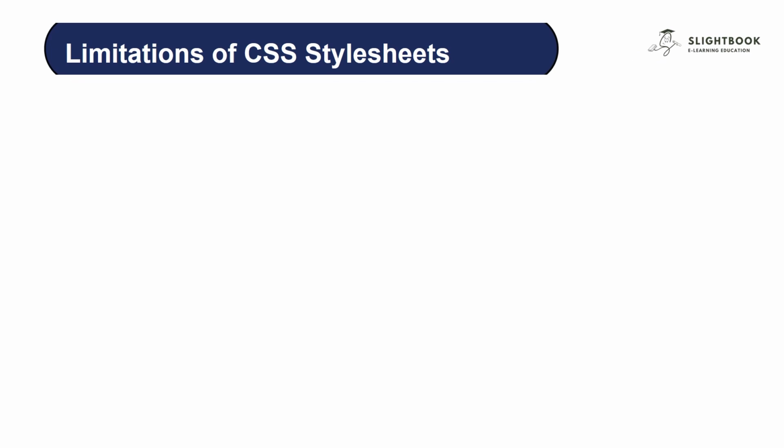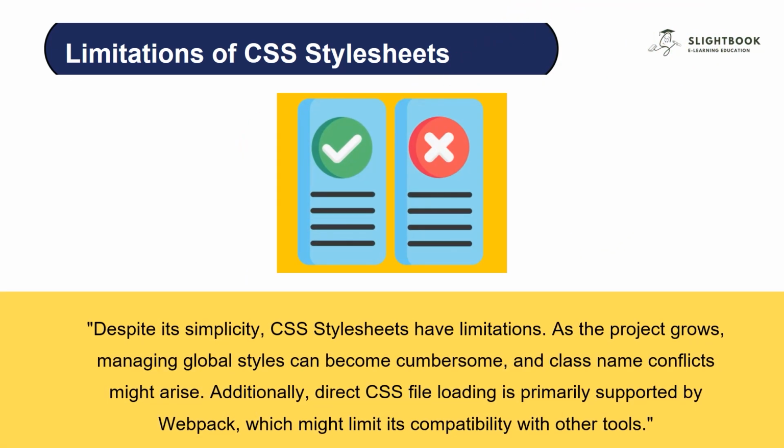Limitations of CSS style sheets. Despite its simplicity, CSS style sheets have limitations. As the project grows, managing global styles can become cumbersome and class name conflicts might arise. Additionally, direct CSS file loading is primarily supported by Webpack, which might limit its compatibility with other tools.